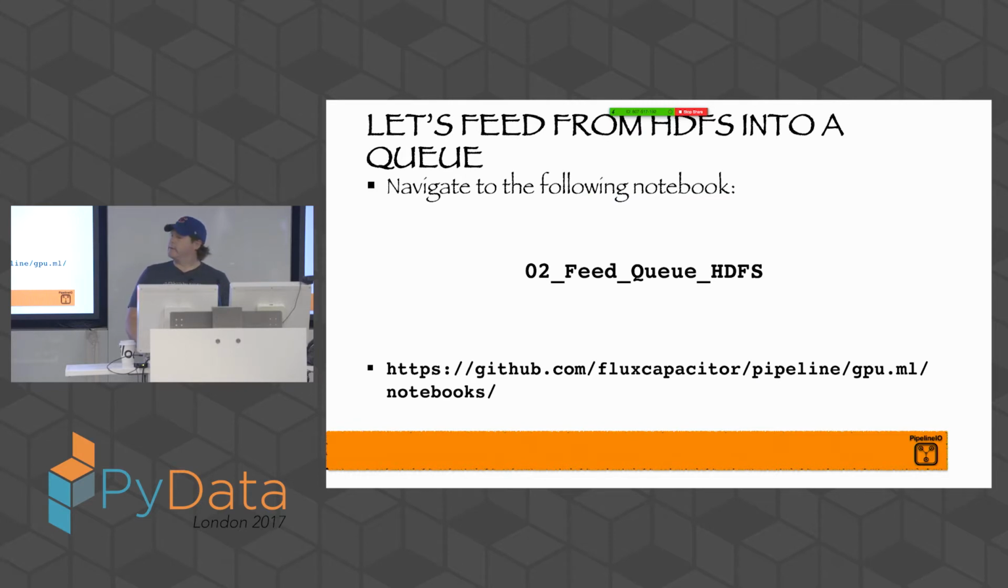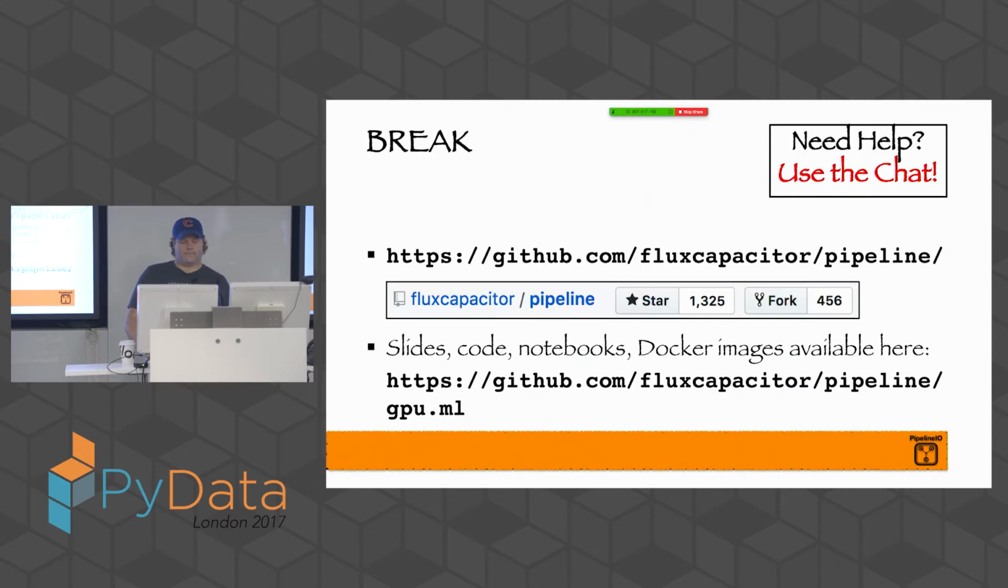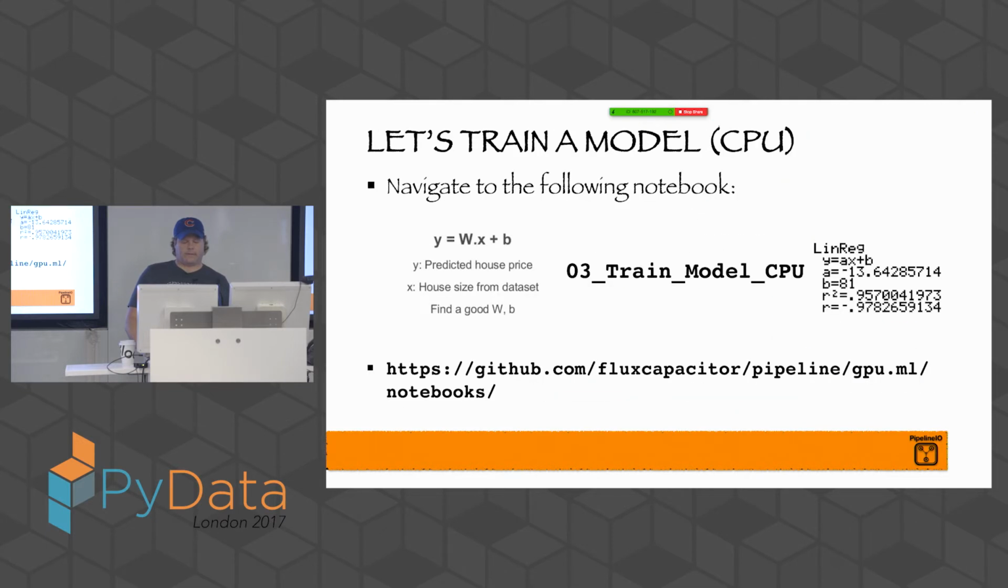There's a notebook. Did this notebook work? Anyone try to get this one to work? Feed queue number 2. TensorFlow model. I'm going to assume you guys know this stuff.